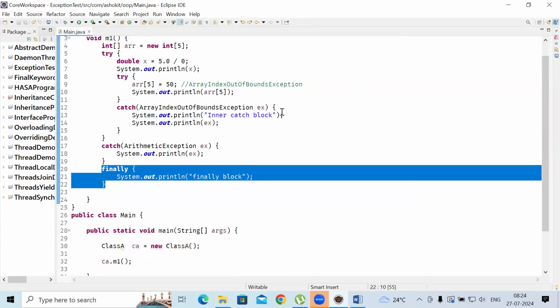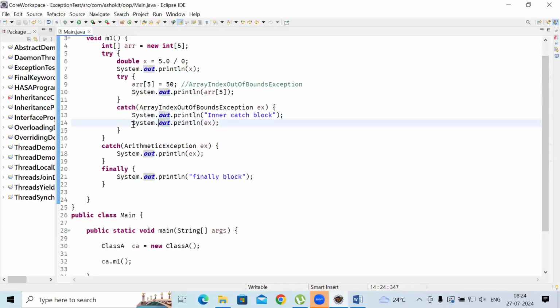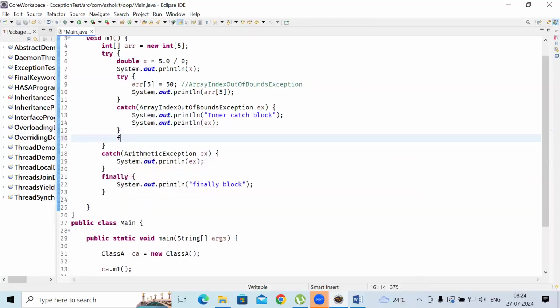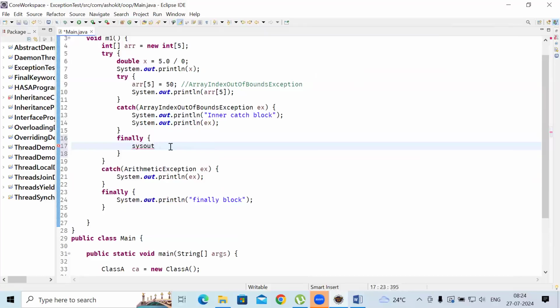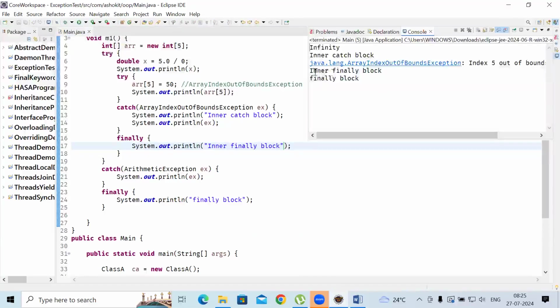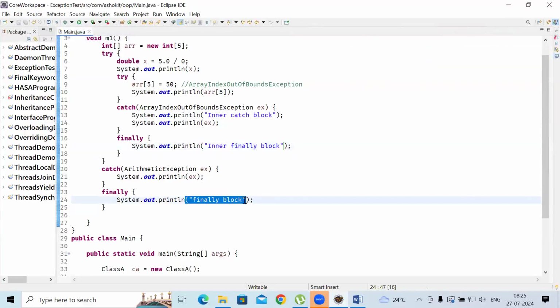The finally block. That's cool. Can I write a finally block for the inner try block also? Yes. System.out.println inner finally. Yeah, we can write an inner finally block. Am I clear? Now tell me what's the output here if I run this program. Inner catch block, inner finally block, and finally, the outer finally block. Understand the concept here, yes.